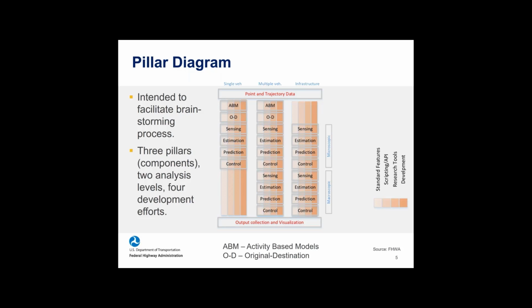On the very top, you have the data. And these are point and trajectory. So point would be data that you're getting from detectors. Trajectory data will be data that you're getting through GPS or through any communication from the connected vehicle itself. And then at the very bottom, you have the output collection and visualization. And of course, you're not going to be doing simulation if you're not getting the data and using the data.